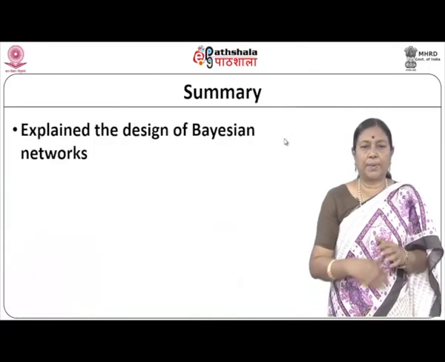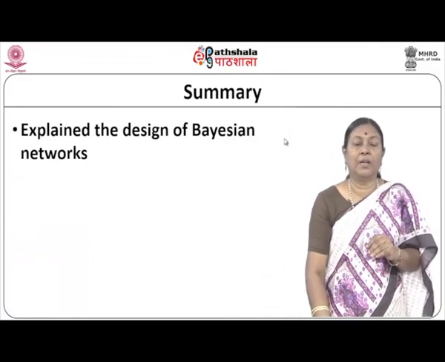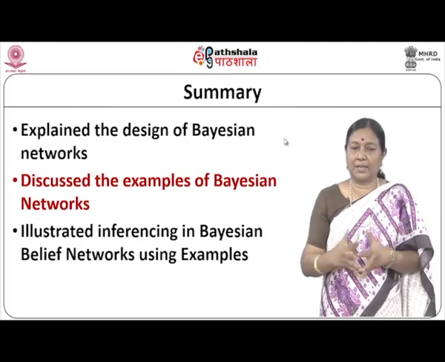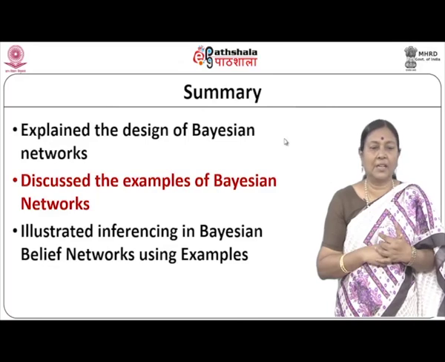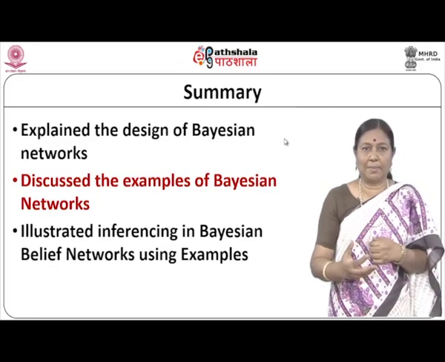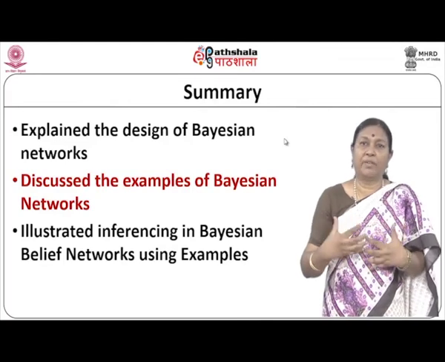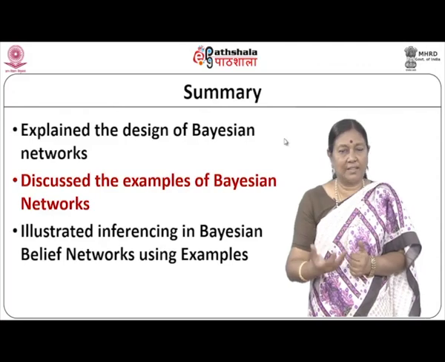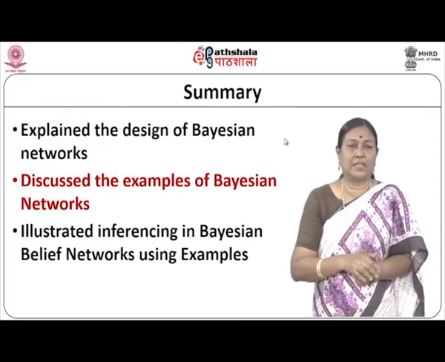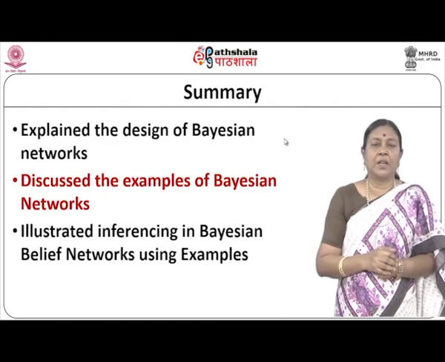So, we have explained the design of Bayesian networks, and how, given a problem, you can design a Bayesian network. Then we have discussed examples of Bayesian networks and illustrated inferencing, both causal inferencing and diagnostic inferencing, in a Bayesian belief network using examples. These examples are small. If you want to actually do this for large networks, we need inferencing procedures. We have not discussed that, and that is not within the scope of this particular course. So, thank you.